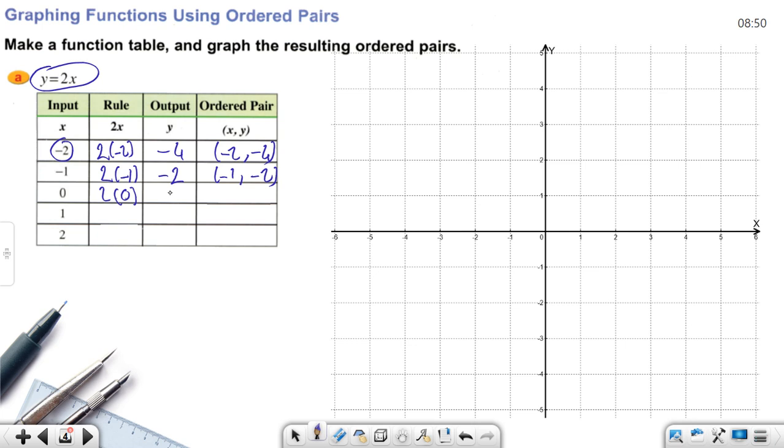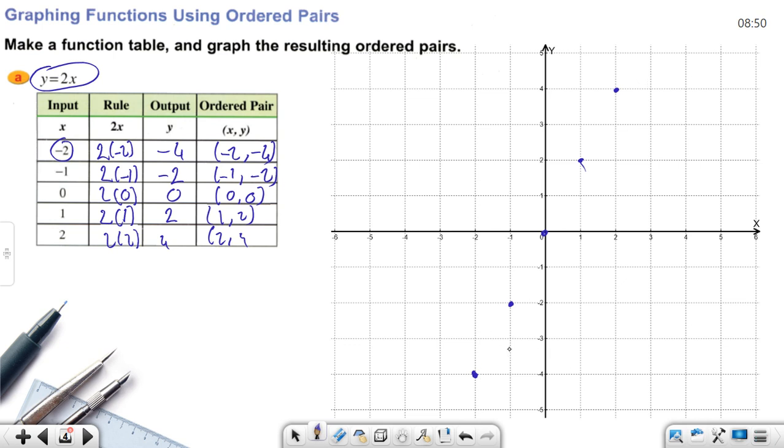2 times 0, 0. So it passes through the origin. 2 times 1, 2, so 1 and 2. 2 times 2, 4, 2 and 4. Let's locate these points. Negative 2, negative 4. Here, negative 1, negative 2, 0, 0, 1, 2, 2, 4. As you see, these are the ordered pairs for this linear equation.